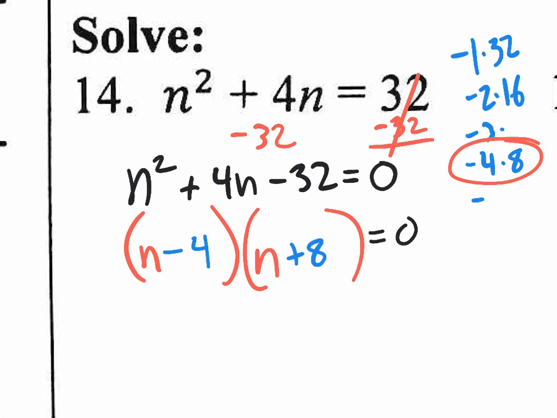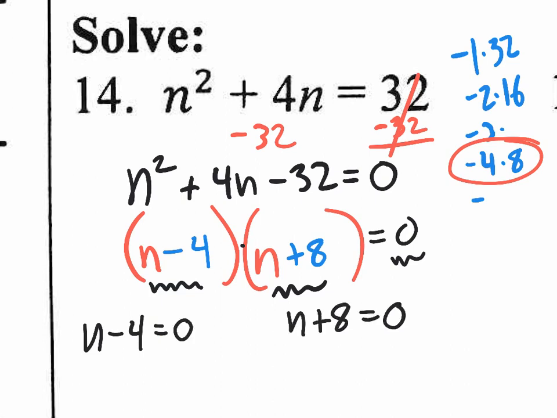So now you're going to be able to split it and solve. If this one times this one equals 0, the first one, n minus 4, could equal 0, and the second one, n plus 8, could equal 0, which means that you get two answers. This answer is going to be n equals 4, and n equals -8.